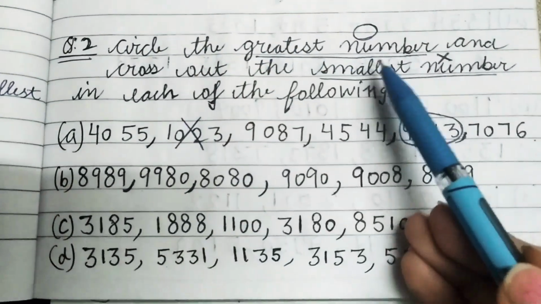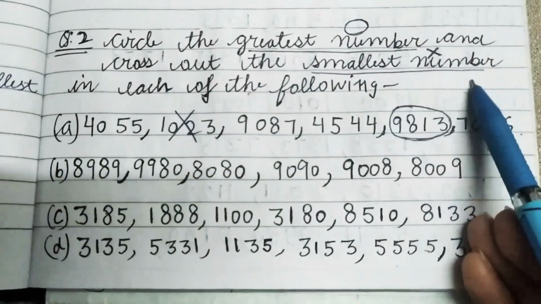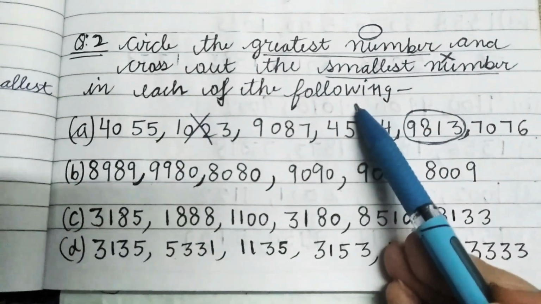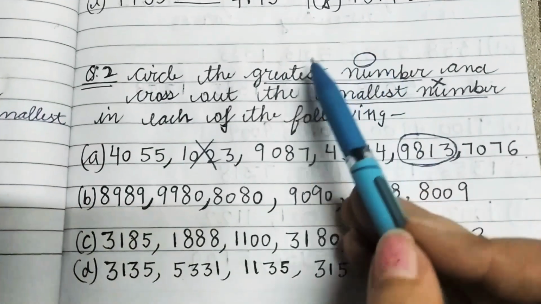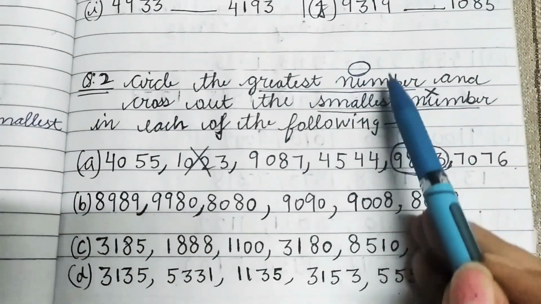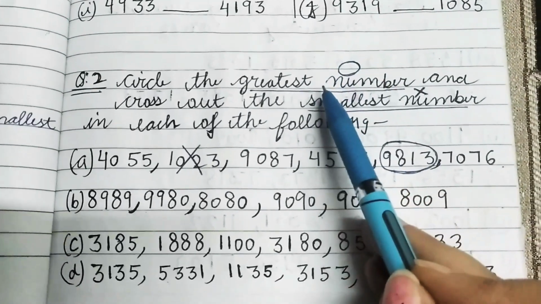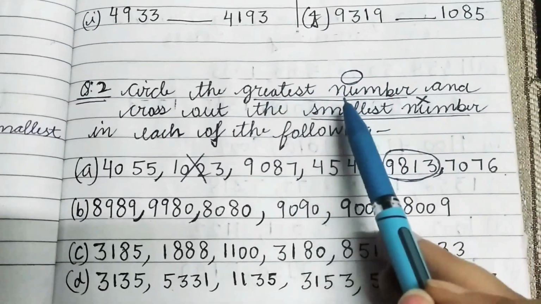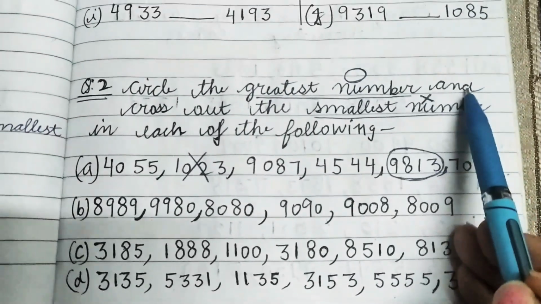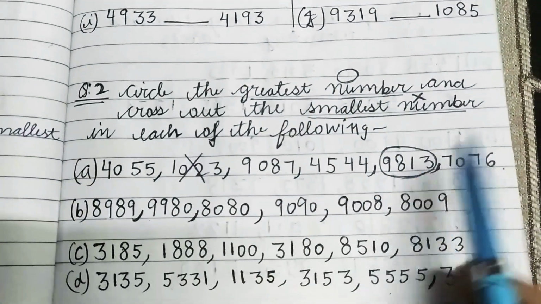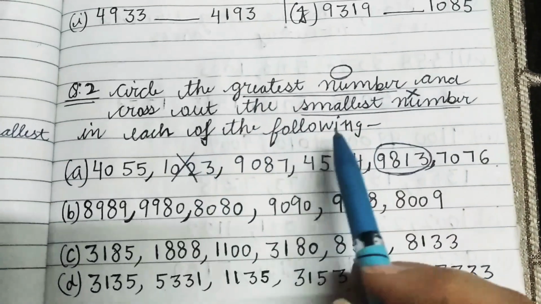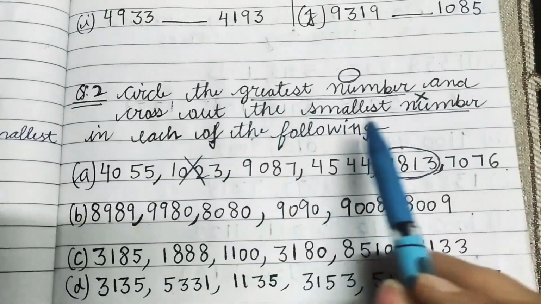Now let us discuss the second question. Circle the greatest number and cross out the smallest number in each of the following. So what do you have to do? In this question, you have to circle the greatest number out of all. Whichever number is greatest, you have to circle that. And you have to cross out the smallest number. Whichever number is smallest among this set of numbers, you have to cross out.